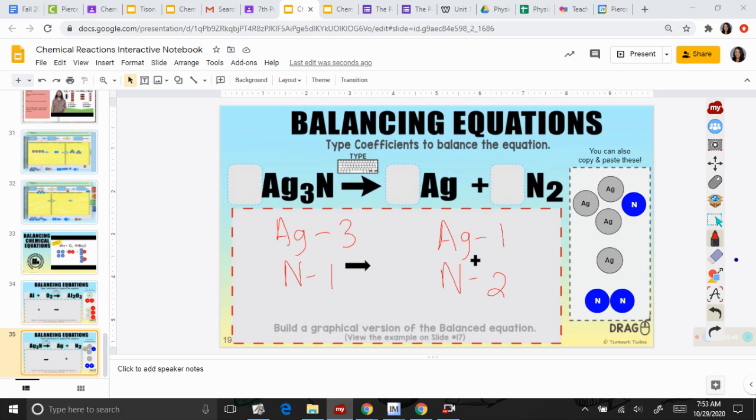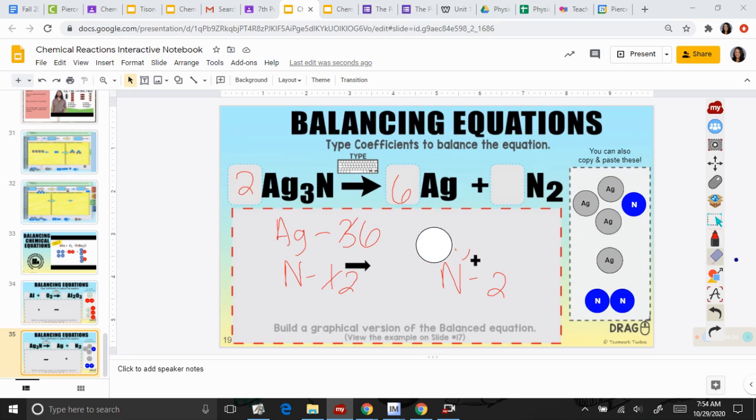So the first thing I see, the easiest thing for me to fix, is going to be this two and the one. Because I can easily just make this a two. So my two is going to have to go in front of it in order to make that a two. So then I take two times three is six. And one can go into six, so we can just make this six, and we can put a coefficient in front of Ag. And now when you're done, you can look and say, okay, two times three is six Ag, six Ag. Two nitrogens, two nitrogens. So I know that I'm done balancing.